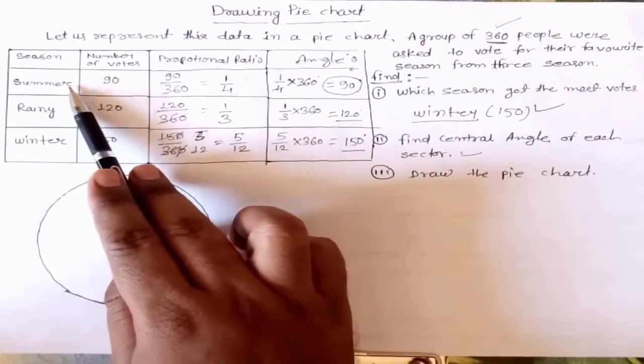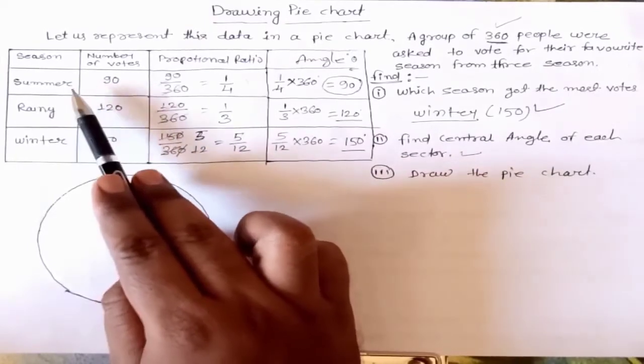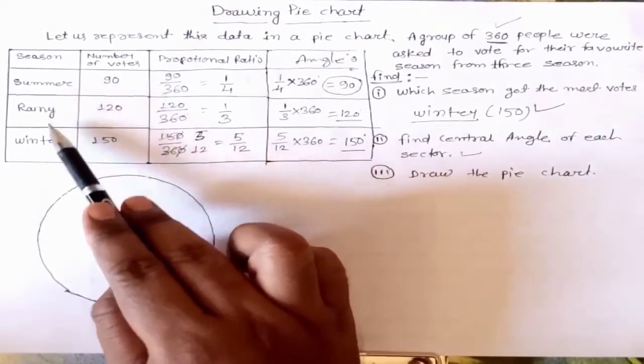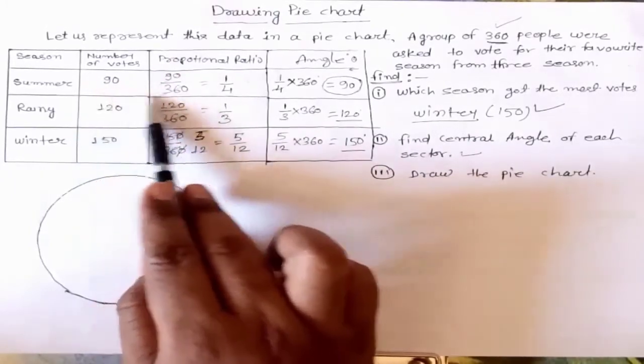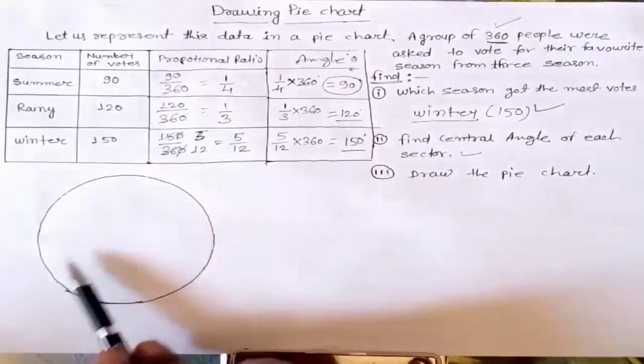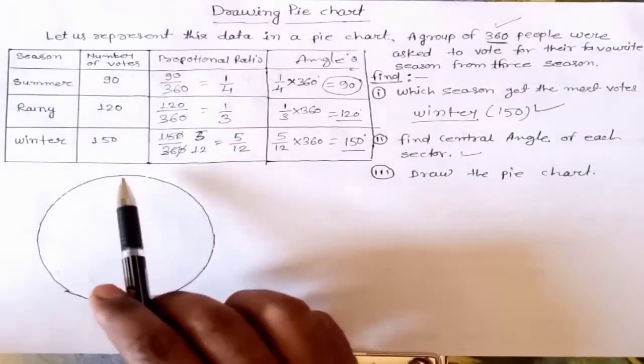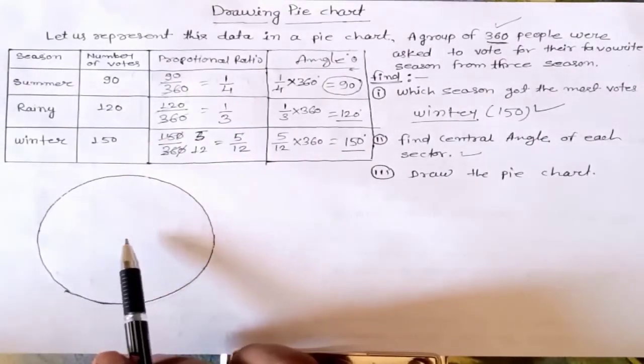Why 3? Because three data is there, na? Summer, winter and rainy. Three seasons are there, so for three relevant data we have to divide this circle in three sectors, right? So what should be the size of that circle according to the angle?